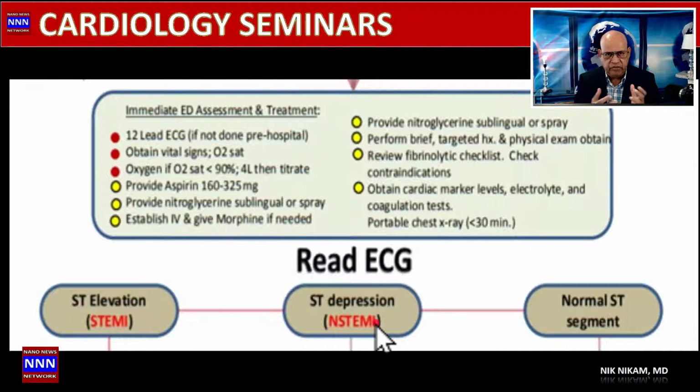Once the patient arrives in the emergency room, the patient is hooked up to a cardiac monitor and pulse oximeter, an IV is started, oxygen is given, and morphine is given if necessary. And of course, the patient will receive aspirin if the patient had not already received the aspirin. And remember the dose of aspirin, 160 to 325 milligrams.